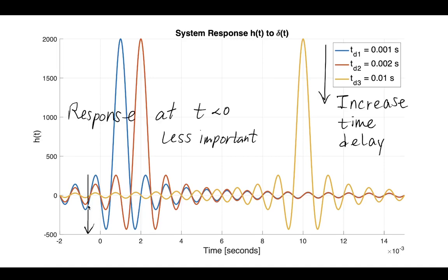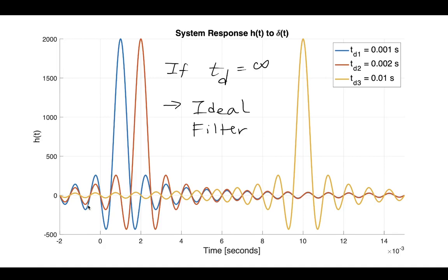So keeping this in mind, we can see that if you kept increasing your time delay larger and larger, it's going to have less and less effect before 0. So the response before time equals 0 is going to be less important. This is to the point where you could say, well, you could build a practical filter if you had an infinite time delay.